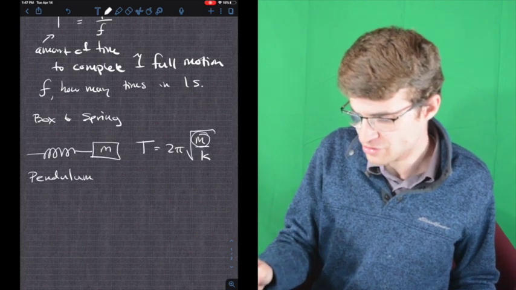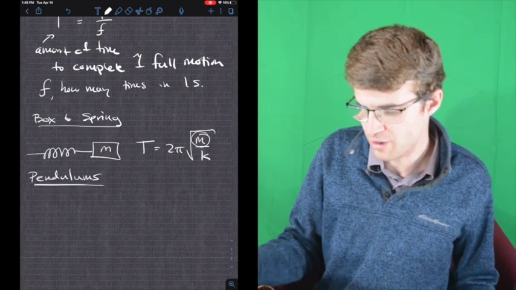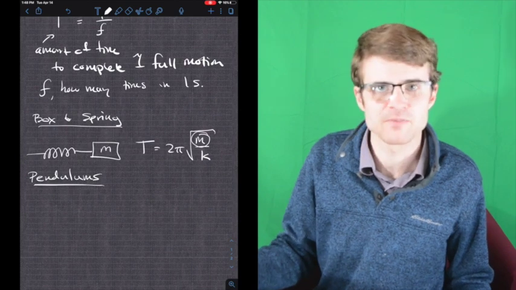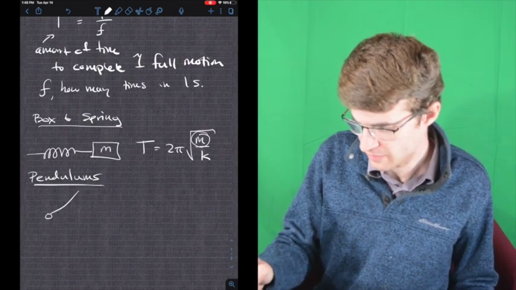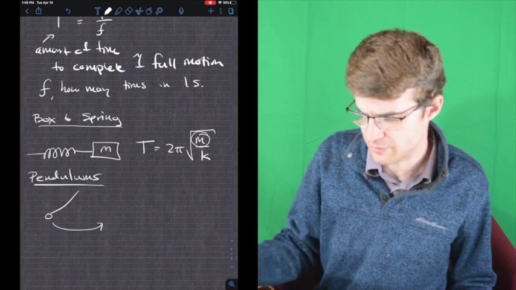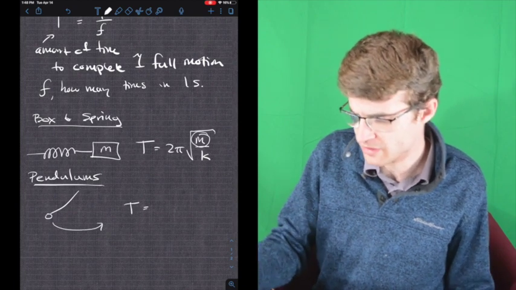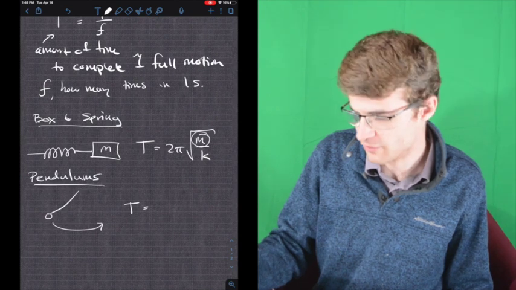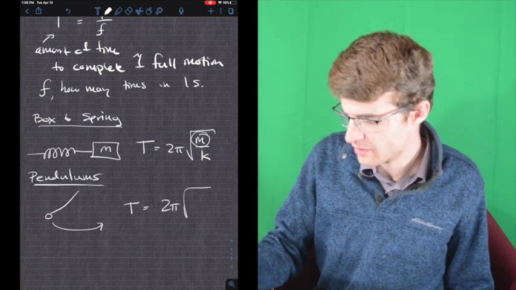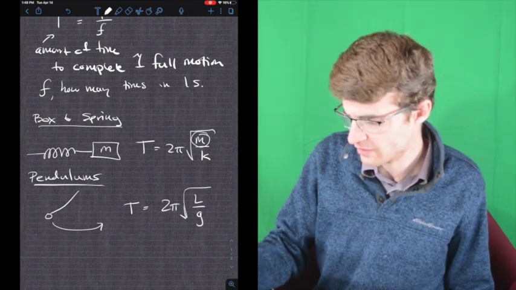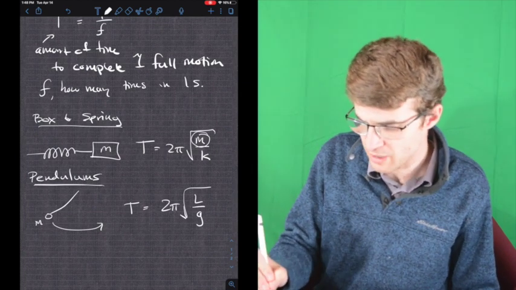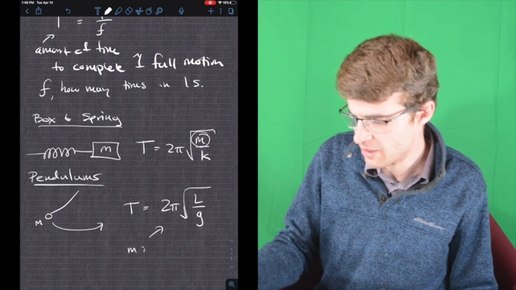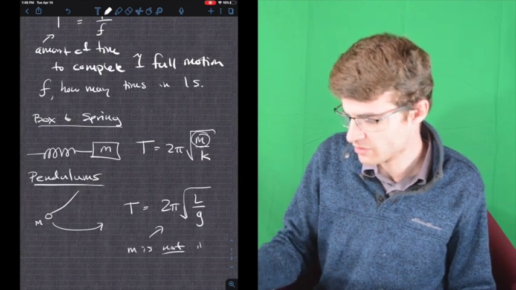Then we talked about pendulums. I'm not sure what the proper plural is of pendulums, but we're going to go with that. And here we have a pendulum. It's swinging, and you'll remember that the period of oscillation for a pendulum is related to the length and the acceleration from gravity. So what's surprising here is that m is not in the equation.